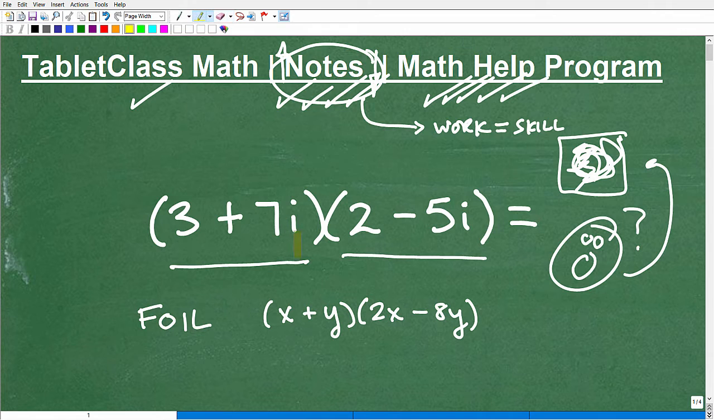Okay, so let's go ahead and multiply these two complex numbers. So this is a complex number, and this is a complex number. Now, when you multiply two complex numbers in mathematics, there's something called closure. It's just a fancy word to say, listen, this is a complex number, this is a complex number, so the answer is also going to be a complex number.